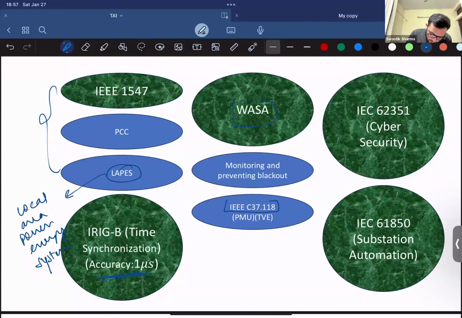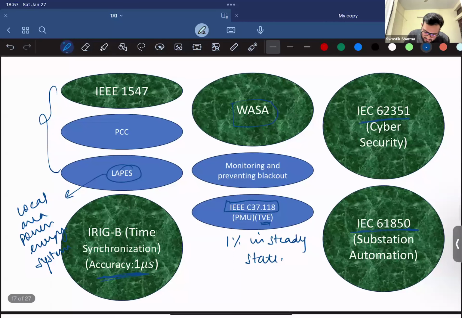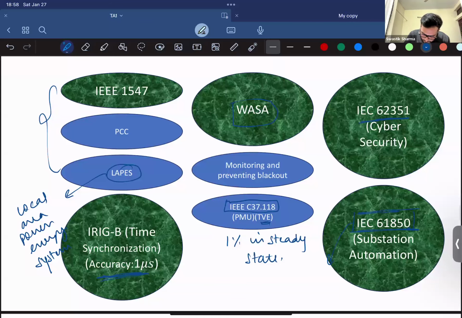IEEE C37.118 lays down the proper rules and regulations for PMUs. PMUs are measuring a quantity, right? They cannot always be accurate, but to make sure that their accuracy is within a tolerable range, let's say 1% in steady state, these standards lay down these rules. The rule says that the total vector error, TVE, must not be greater than 1% in steady state. And there is IEC 62351 for cybersecurity and IEC 61850 for substation automation. This is basically a communication protocol for DERs and intelligent devices.